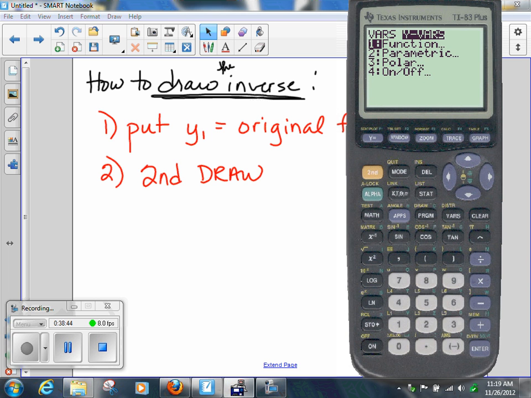Well, which function do we want to draw the inverse of? Y sub 1. Hit enter. And hit enter. We put the original function in there. That was NOS. That was NOS.